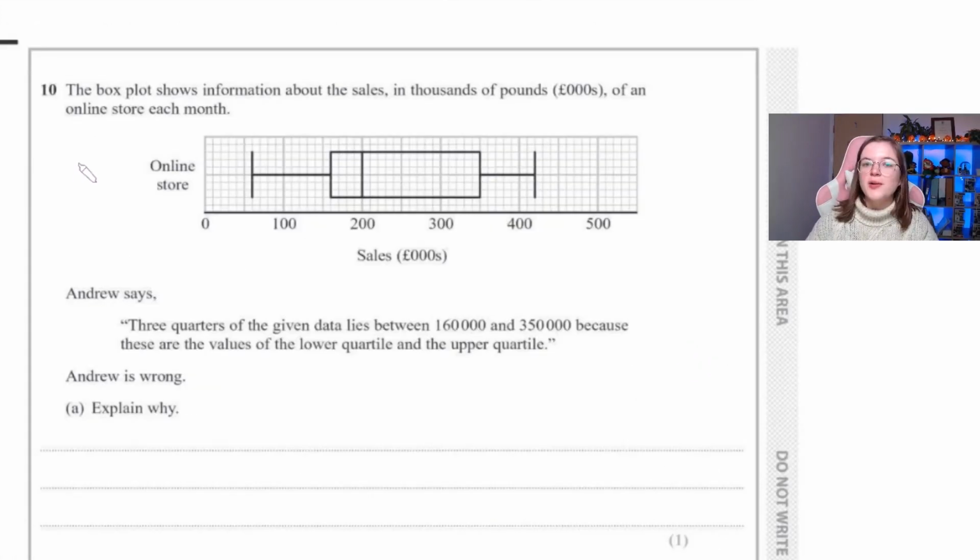Oh my god. Question 10. The box plot shows information about the sales in thousands of pounds of an online store each month. Andrew says 3/4 of the given data lies between £160,000 and £350,000 because these are the values of the lower quartile and the upper quartile. Andrew is wrong. Explain why.